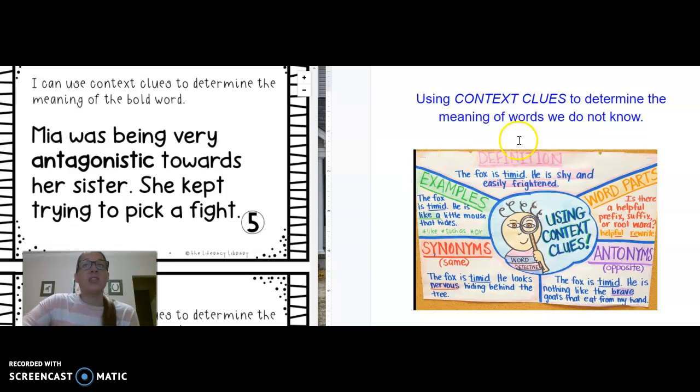I'm going to attach this chart to the video. I would love for you to write this down in your reading notebook. You do not have to make it look like this. You can just make a list. Definition, the example. Word parts, the example. It doesn't have to be a real pretty anchor chart, but it's really good to have when you're trying to work on finding context clues and finding word meaning.